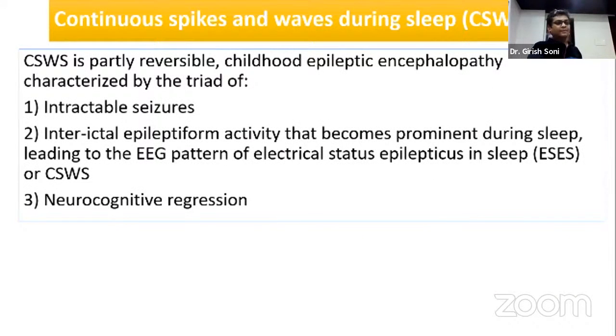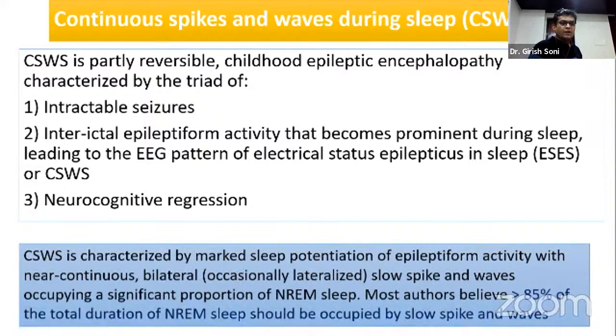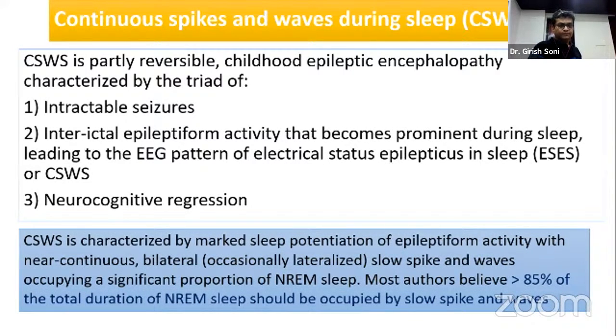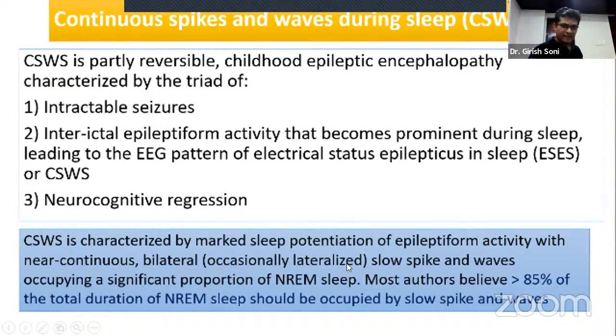So CSWS is a treatable childhood epileptic encephalopathy, characterized by a triad of intractable seizures, cognitive decline, and presence of epileptiform activity which is very prominent or present throughout the recording during sleep, which is called electrical status epilepticus in sleep. So what is ESES? Marked potentiation of sleep epileptiform discharges, almost nearly continuous, bilateral, sometimes lateralized, in a significant portion of NREM sleep, and by definition they should occupy more than 85% of the total duration of NREM sleep, though some authors suggest 80% also.